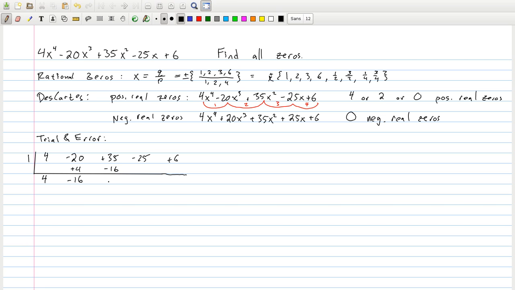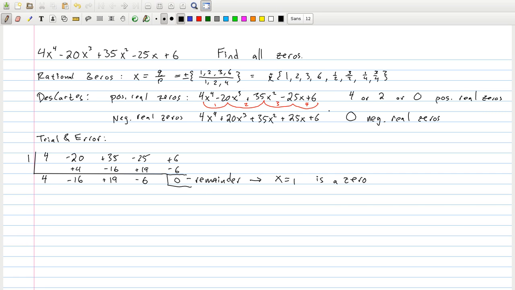We add these together. This gives us positive 19. 1 times positive 19 is positive 19. We add these together to give us negative 6. 1 times negative 6 is negative 6. We then add these together to give us 0. Remember, this corner entry is the remainder. And since the remainder is 0, this tells us that x equals 1 worked. x equals 1 is a 0.